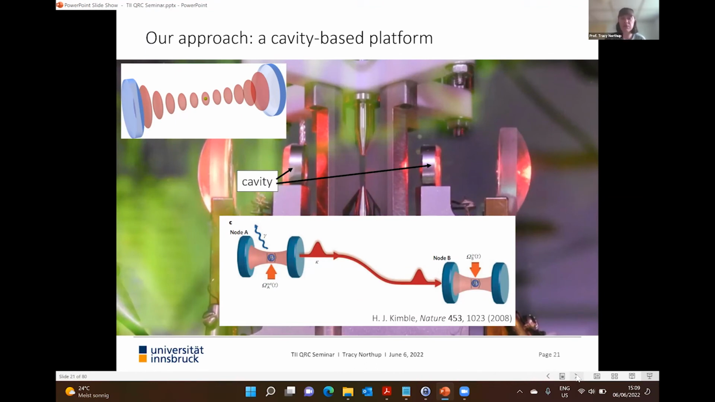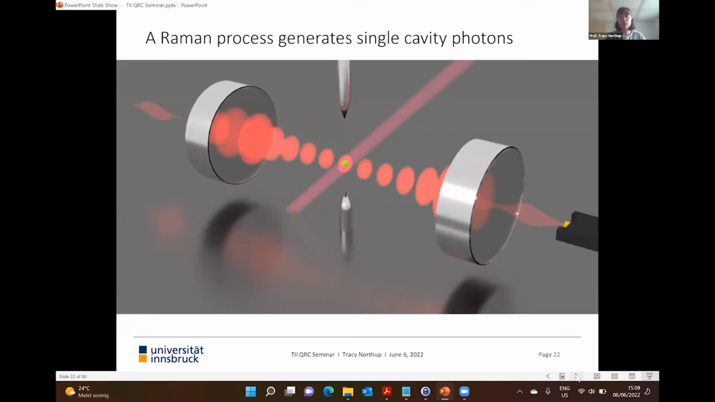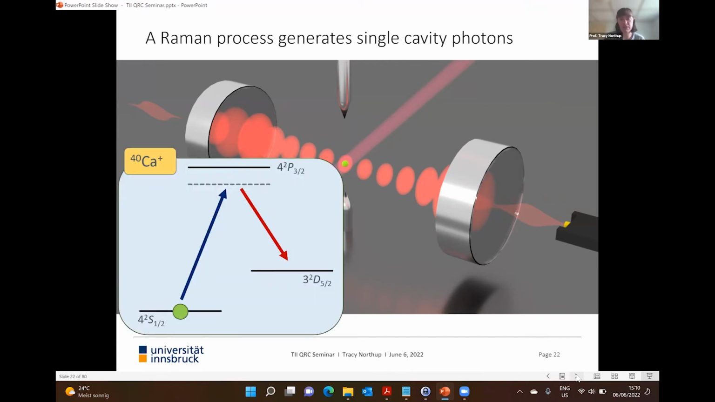But I want to point out that you can also imagine coherent state transfer that requires a cavity between the electronic states of the atom and the field of the cavity mode. So the physics of this interaction that I want to tell you about is driven by a Raman process, and we use that Raman process to generate single photons in our optical cavity. So I want to just outline here the simplest version of the underlying atomic physics.